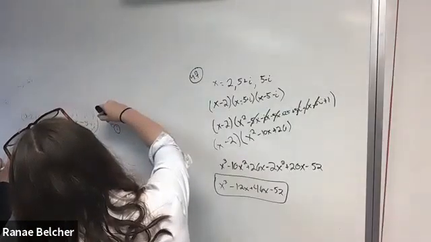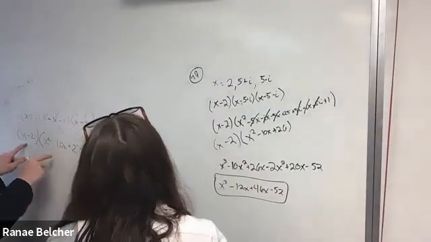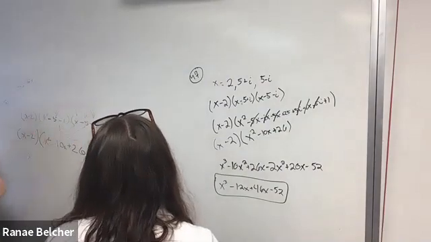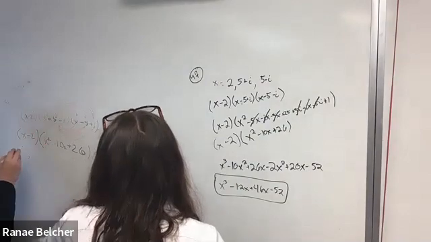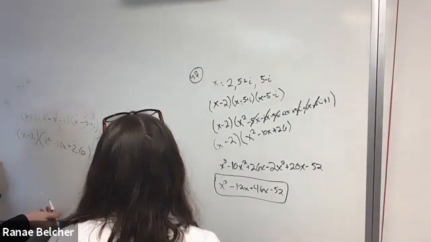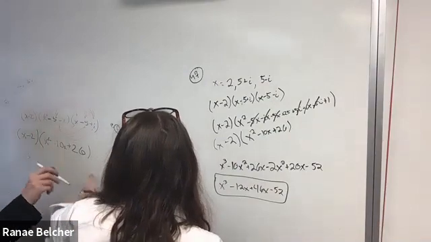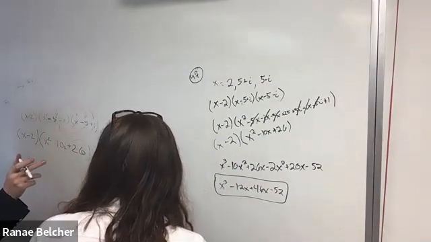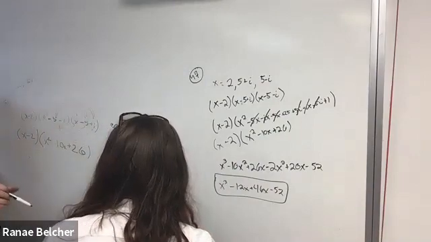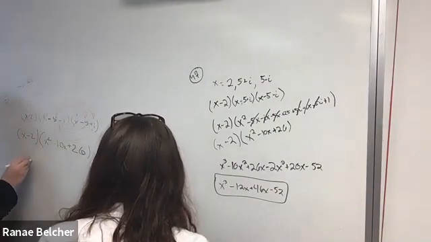12x, 46 and 52. Oh, you just haven't finished that step. So negative 2x squared, 20x, and then 52. Yeah, and then combine like terms. I know what to do. I'm just taking a break. You're good. Yeah.